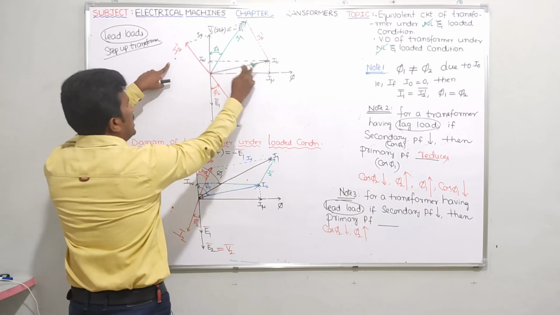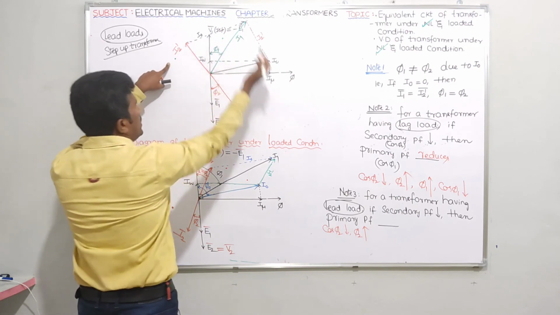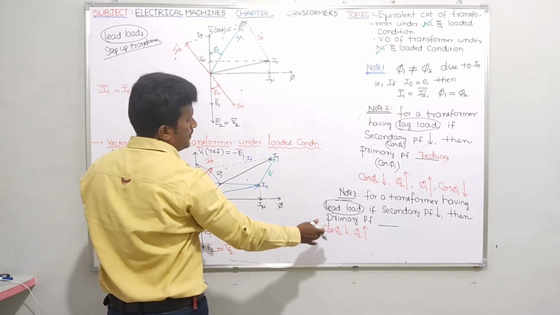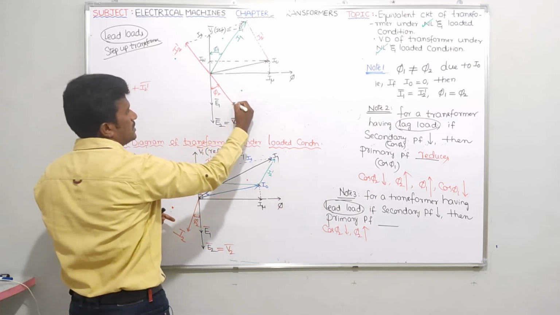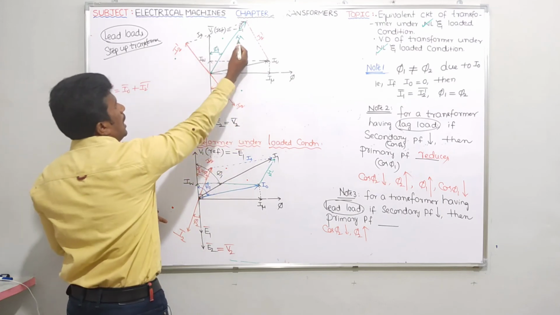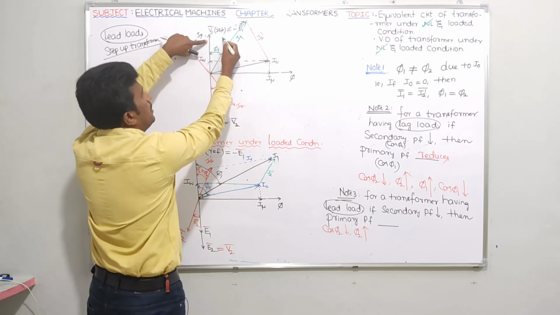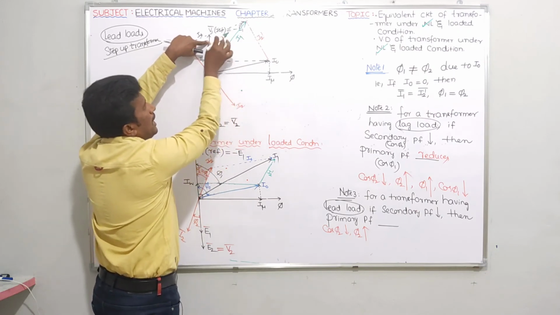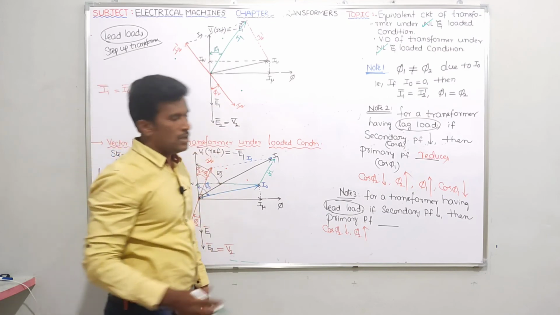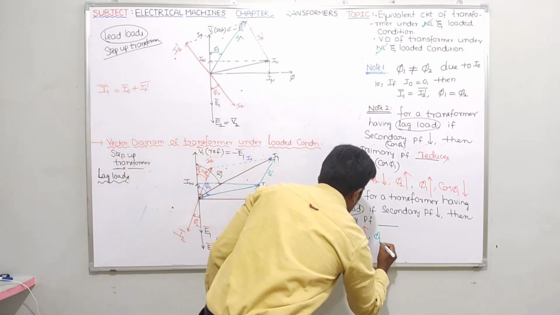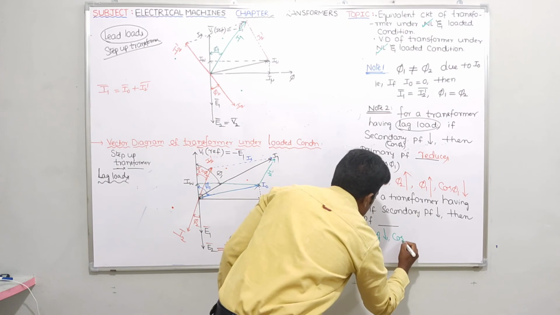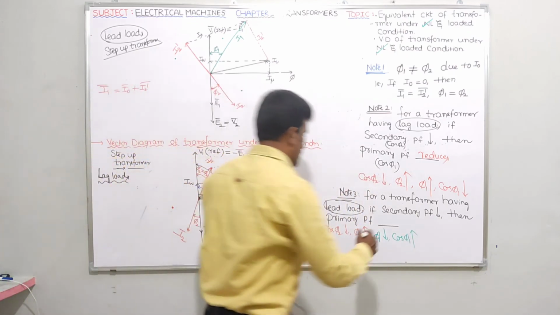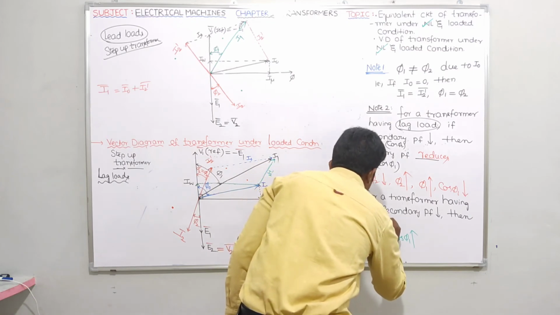The vector sum of I2 dash and I0, this I1, comes somewhere here. Whenever secondary power factor cos pi reduces, pi 2 increases, I2 comes here, I2 dash comes here, I1 comes this side. The angle between V1 and I1, previously it was pi 1, now it is here. Is the angle reducing or increasing? It is reducing, so pi 1 is reducing. What will happen to cos pi 1? Increasing. So the answer: primary power factor increases.